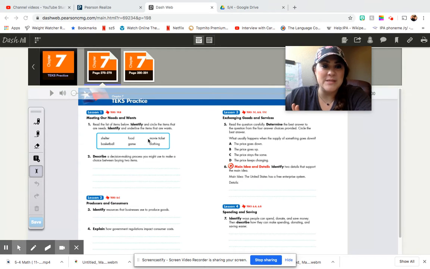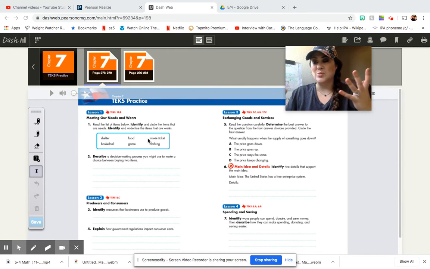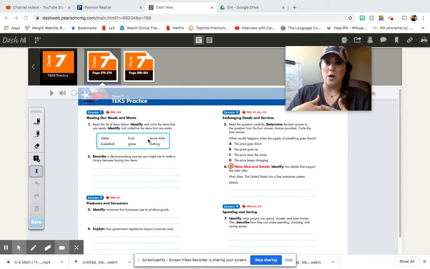Now, number 2 says describe a decision-making process you might use to make a choice between buying 2 items. We talked a lot about this before spring break. Sometimes cost plays a big factor in deciding what things you're going to buy. When you want 2 things and they're both the same cost, that's when the decision-making process really comes into play. You need to factor in need or want. You need to factor in which thing's going to last longer, which thing are you going to be able to use more. What are you going to get the most of your money out of?